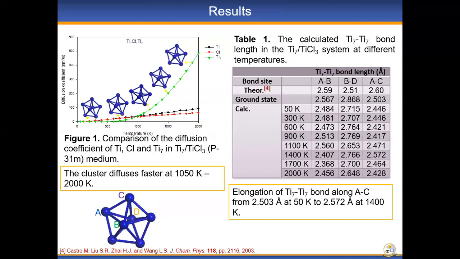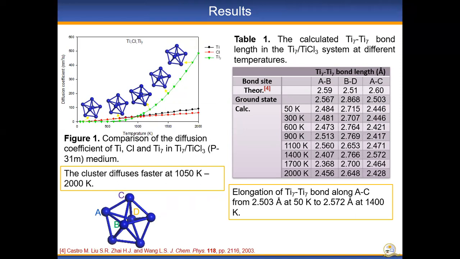Now, the diffusion coefficient was investigated in order to understand the motion of TiCl and Ti7 ions in the structure, as well as to trace the trajectories of these ions. Now, figure 1 shows the diffusion coefficient plot for the interaction of Ti7 with the P-31M TiCl3 polymorph.